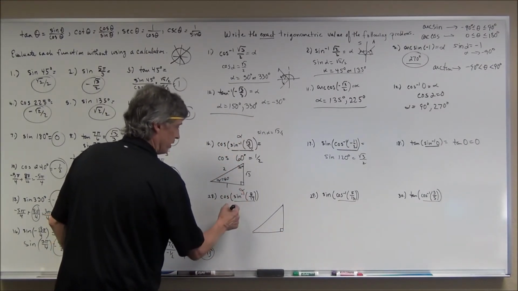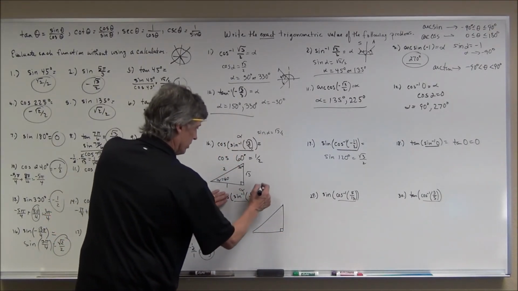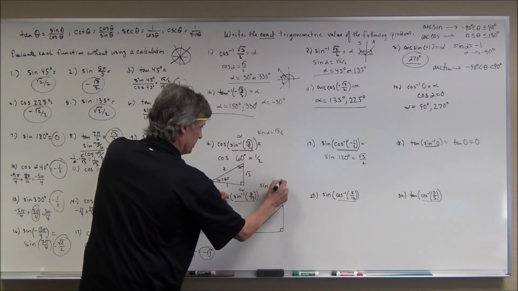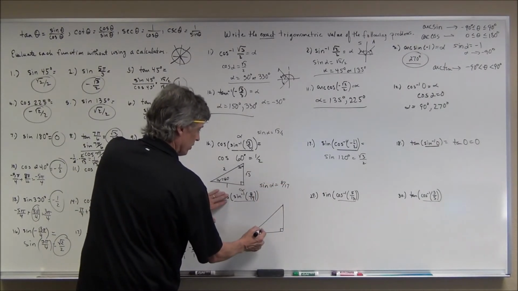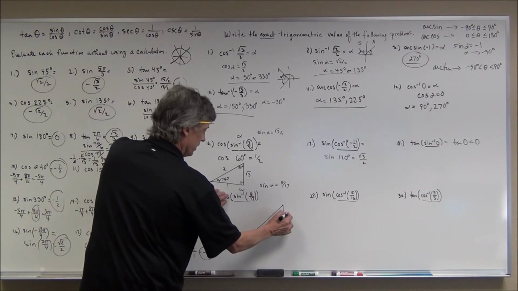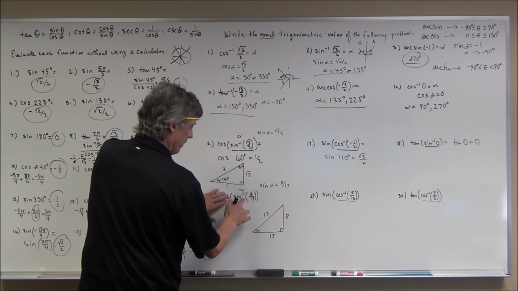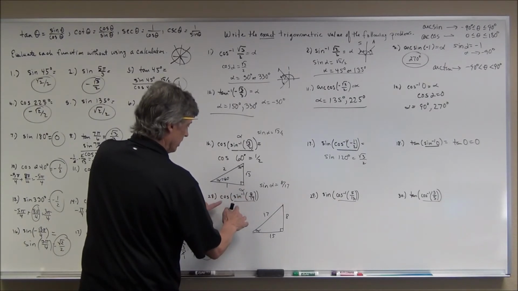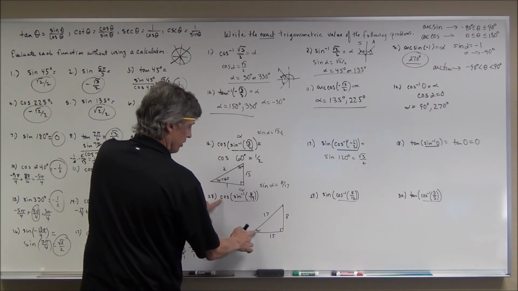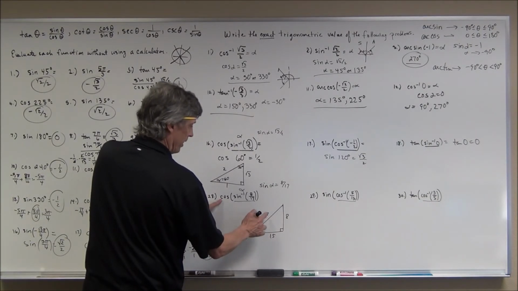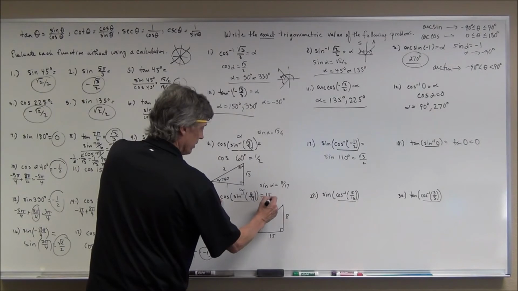And I'm going to call this angle alpha, and what do I know about this angle? I know that the sine of alpha is 8/17. So if this is alpha, opposite over hypotenuse. Use the Pythagorean theorem, this is 15. What am I trying to do? I'm trying to find the cosine of alpha. The cosine of alpha is 15/17, adjacent over hypotenuse. And there's my answer.